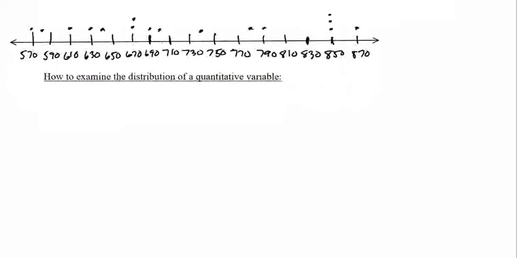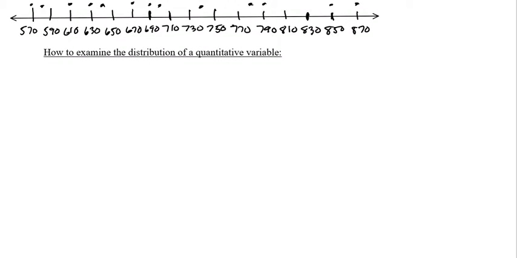How to examine the distribution of a quantitative variable? Well, as I said, we're going to look at four things. We're going to look at shape, outliers, center, and spread. Some people will call this with a mnemonic device here called SOCS. Look at your SOCS: shape, outlier, center, and spread.